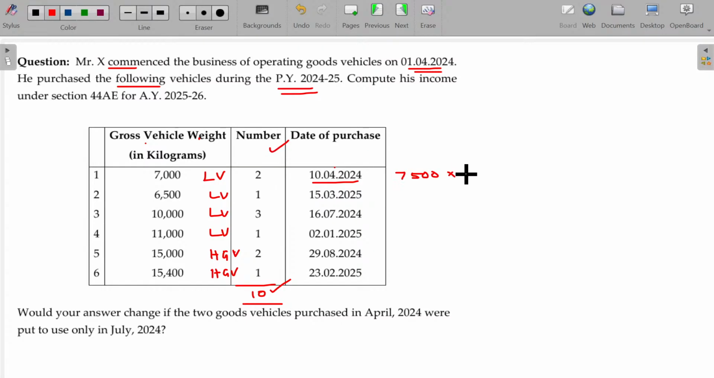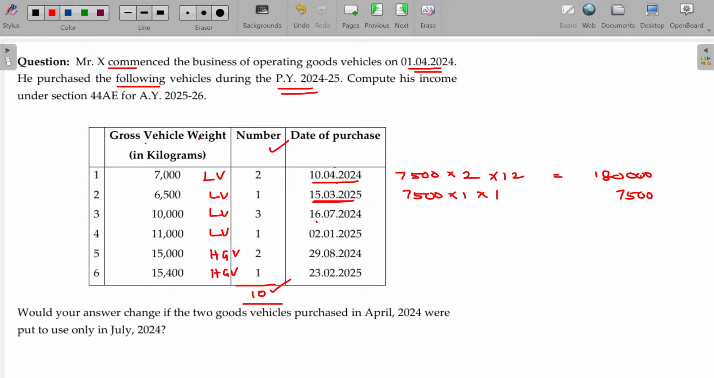How many vehicles do we have? 2 numbers. Date of purchase being 10/4. So means 11 months and part of the month will be converted into 12 months. What about the presumptive income here? 1,80,000. What about this case? 7,500, number of vehicles being 1. When it was purchased on 15th March, only 16 or 17 days used, then it will be rounded up to the 1 full month. So the value being 7,500.